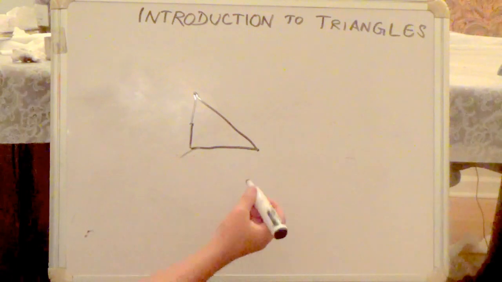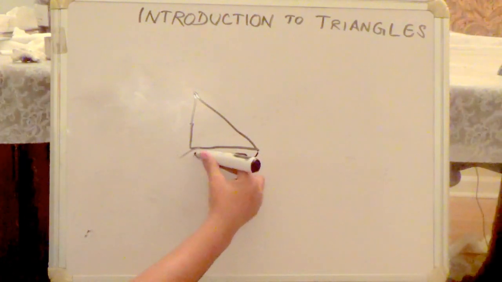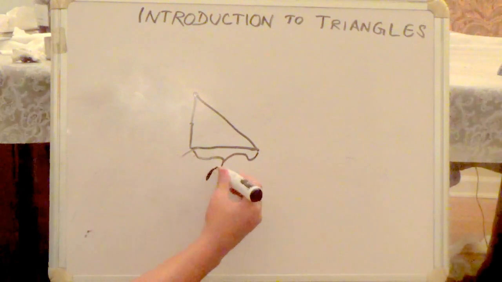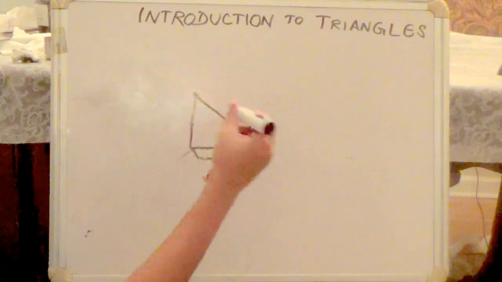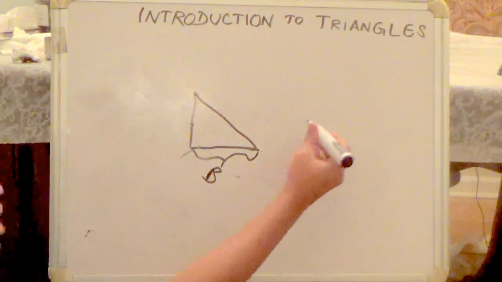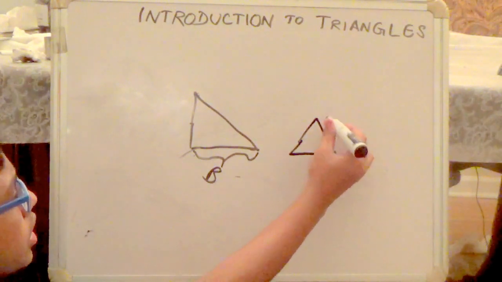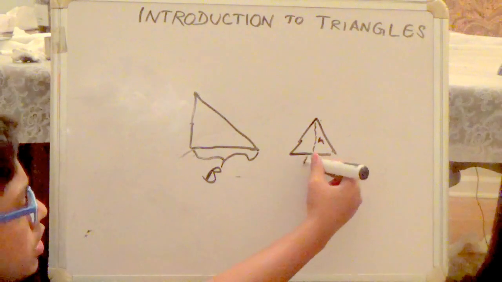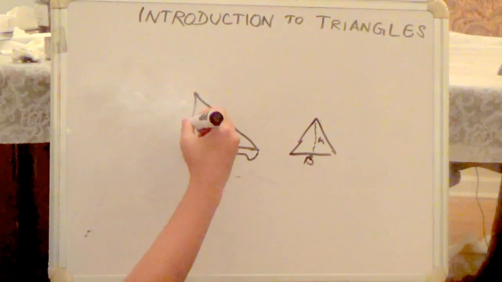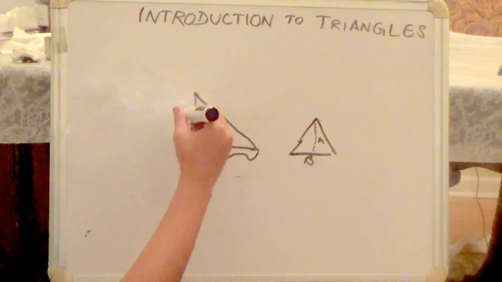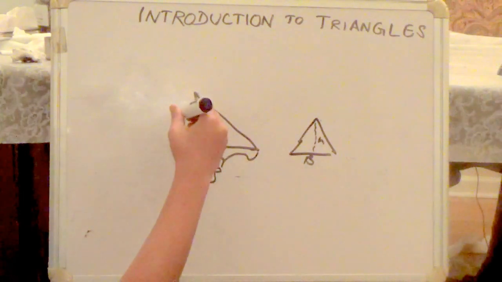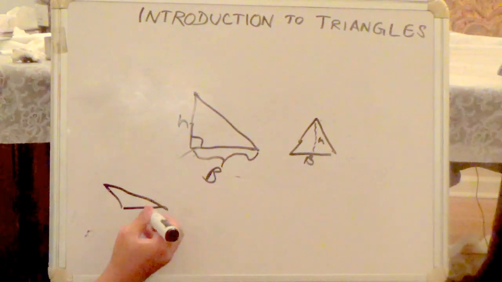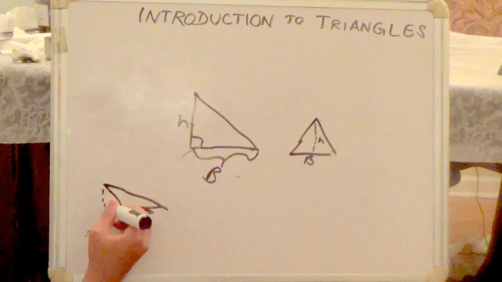Okay, so the base is the bottom length, or the length shown on the bottom, so that's B, capital B for base, and the height for acute triangles is actually in the triangle. I'll show you what I mean. Height is this for an acute triangle, say. And this is the base. For a right triangle, the second leg, or the second length that's not the biggest length, is the height. And for the obtuse triangle, the base is still on the bottom, but the height is now outside of the triangle.